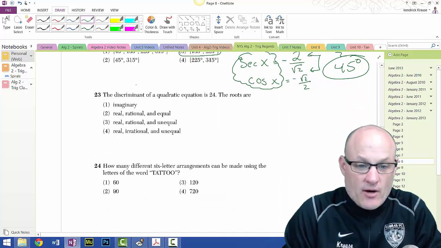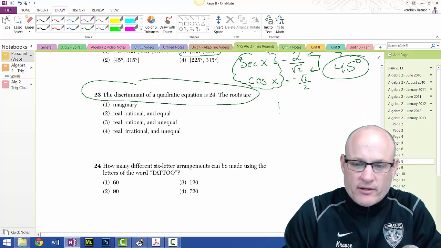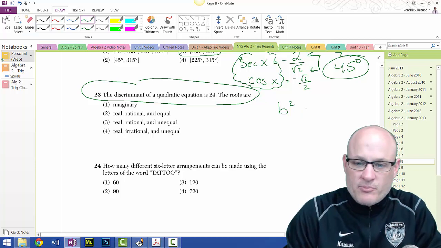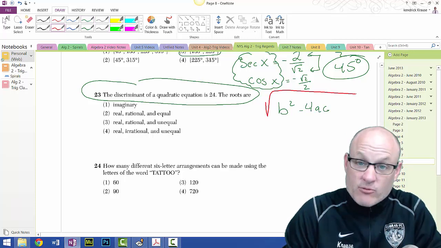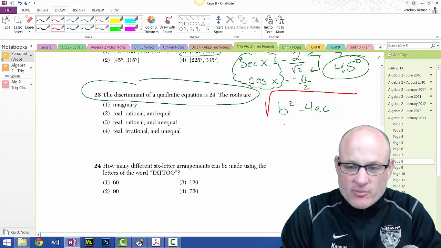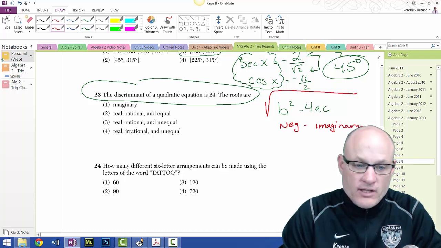All right, so, wow, they're really easy. They gave you the discriminant is 24. Now, if you remember correctly, the discriminant is b squared minus 4ac, which is really found under a radical. So, if this turns out to be negative, we're going to go through them all, then we have imaginary roots. It's not negative, so we do not have imaginary roots.